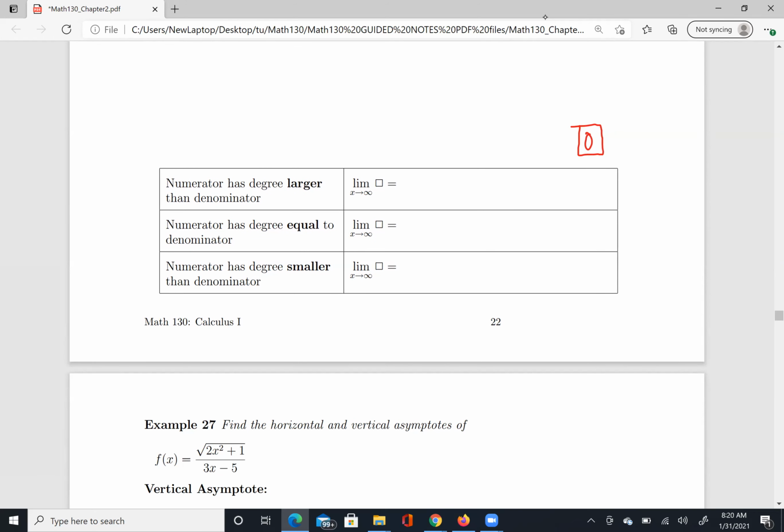There is some rule that you should keep in mind, that numerator has degree, right? Degree larger than denominator. What's the degree? I want to remind you guys that degree is the highest power. The degree of a polynomial will be equal to the highest power of x, right?